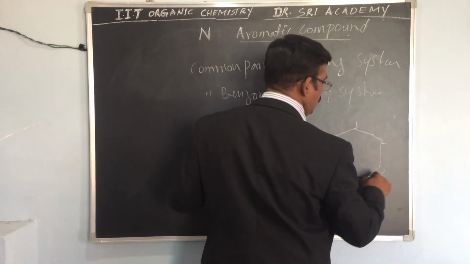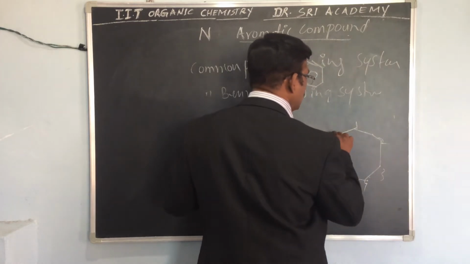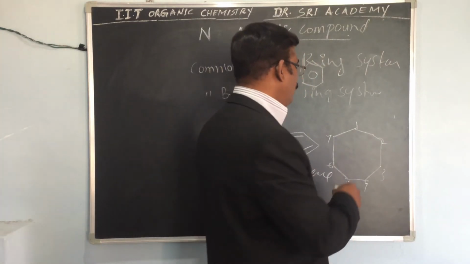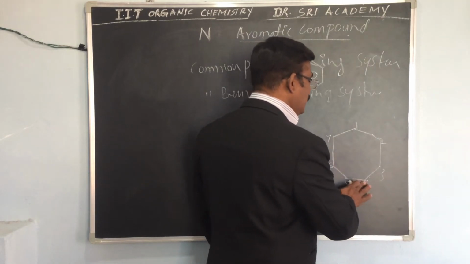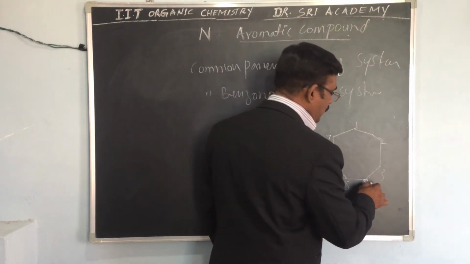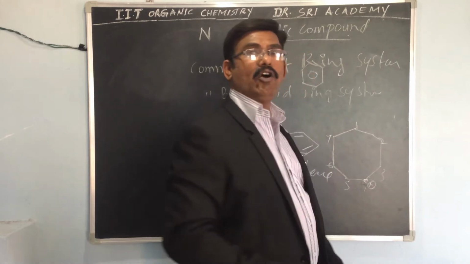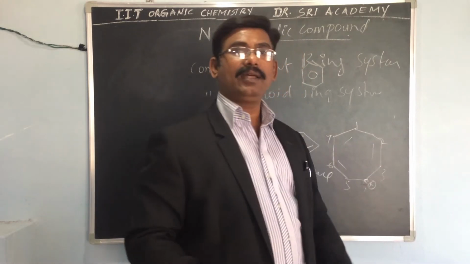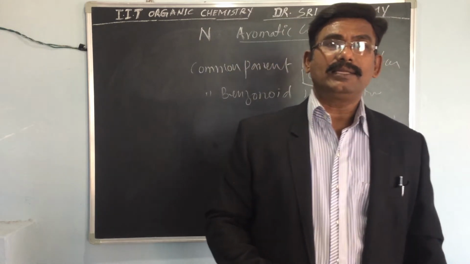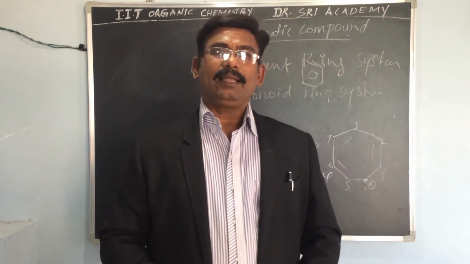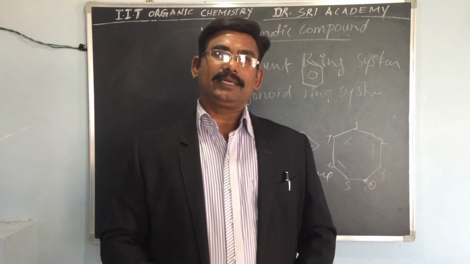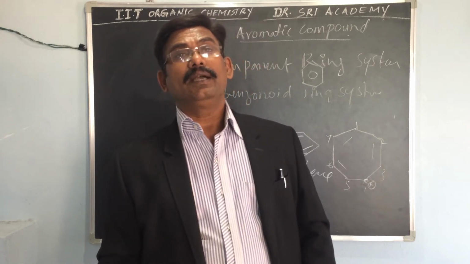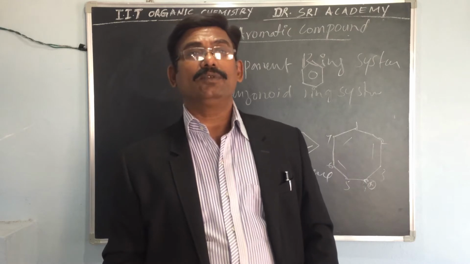One, 2, 3, 4, 5, 6, 7. Cycloheptenyl cation. So when at some position the carbon contains the cation, and the bonds are like this. The bonds are like this. Okay, that is called the cycloheptenyl cation. So these are the non-benzenoid aromatic compounds.